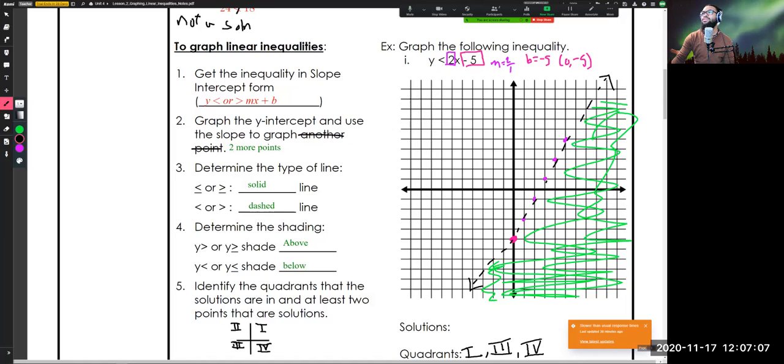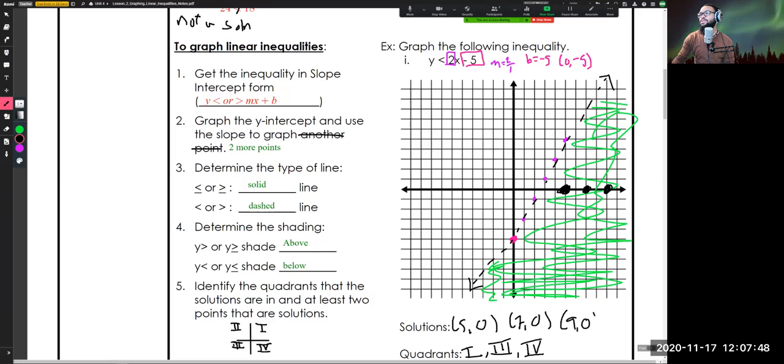And then at least 2 points that are solutions. Doesn't really matter what points they are. I'm going to make my points really big and obnoxious so you can see them. You could pick that point there, this point here, and this point here. It doesn't really matter which points you choose, just as long as you choose points that are solutions, all right? But we prefer you vary it up a little bit. So all those would be (5, 0), (7, 0), and (9, 0). Okay, so there we go.